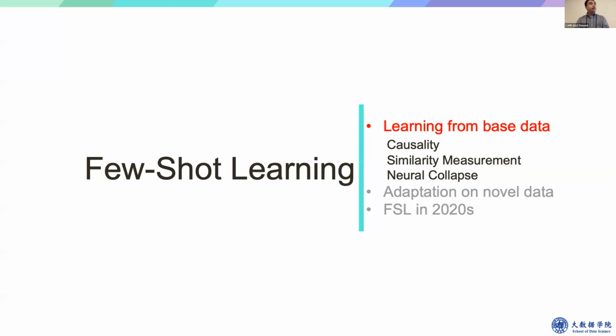Okay, thanks to the professor for the introduction. Now we discuss feature learning by statistical methods in detail. Firstly, we will introduce a range of statistical concepts that prove beneficial for leveraging base data in feature learning. Subsequently, our attention will shift towards novel data, where we will discuss strategies for enhancing adaptation. Finally, we will conclude by envisioning the future of feature learning in the 2020s and exploring potential avenues for further advancement. In the first topic, we will talk about three concepts: causality, similarity measurement, and neural collapse.